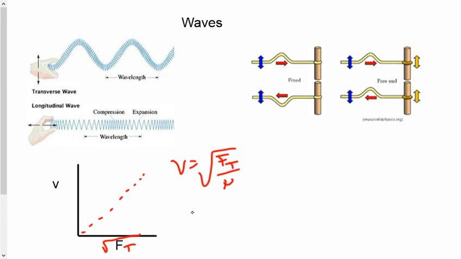So if I look at this, velocity then is equal to 1 over the square root of mu multiplied by the square root of force tension. Again, this is y equals mx. X this time is the square root of force tension. M is 1 over the square root of mu. So if I take the slope of that, I would then get 1 over the square root of mu.